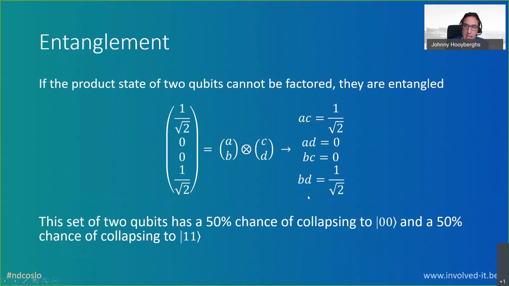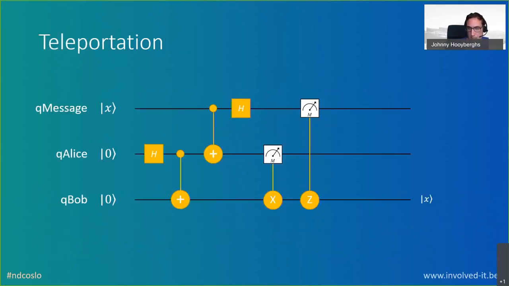So mathematically, here we're stuck. And why are we stuck? Because those two qubits are entangled. The state of those two qubits cannot be taken apart. They will always live together because we just don't have an option to tear them apart, basically.